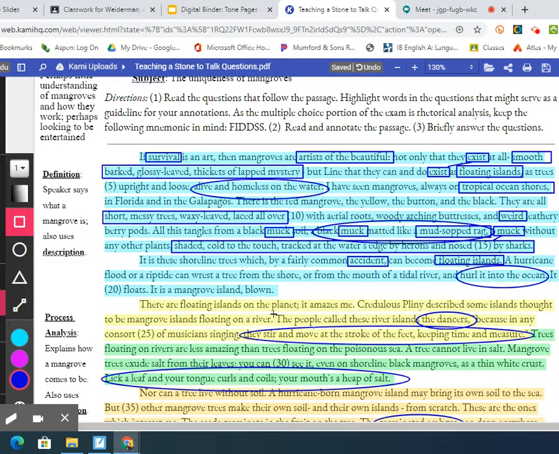Hurricane, flood, or riptide. We've got hurricane and riptide, negative. Hurl it into the ocean. It floats. I'm going to identify this. Short. So this for me would fall under syntax, right? We have this long sentence here, which is followed by it floats. We have all these negative things followed by it floats, right?